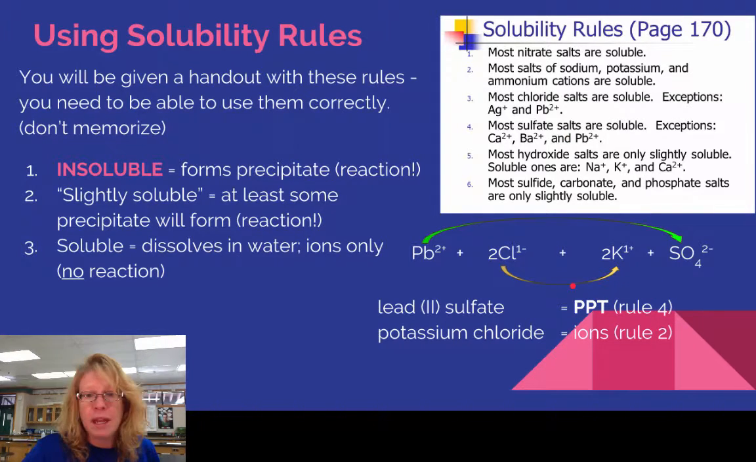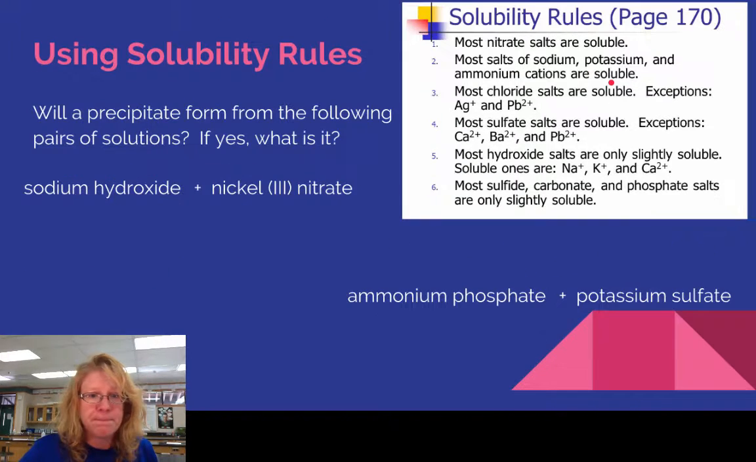So that's probably our precipitate according to rule 4. Then if you look at potassium chloride, you start at the top, and that rule doesn't apply. This rule right here deals with potassium, so potassium is most likely going to be soluble. It's soluble, so that's nothing interesting for us. So our lead 2 sulfate is the precipitate.